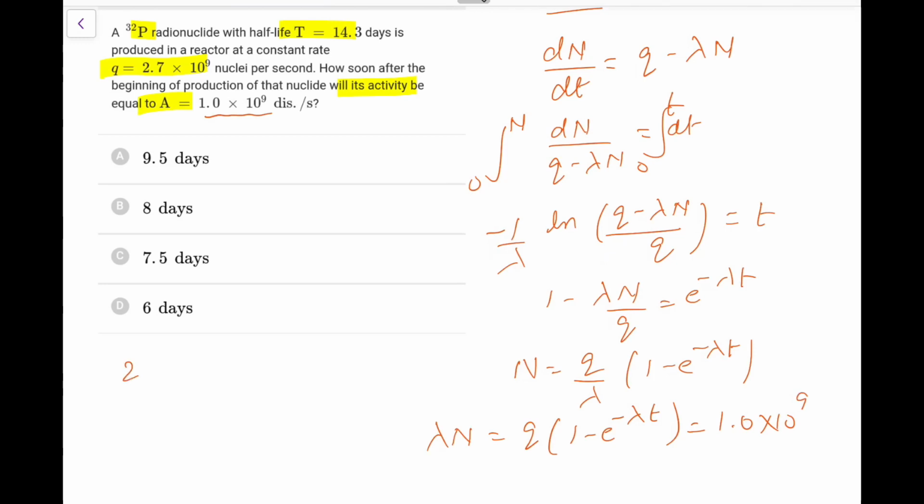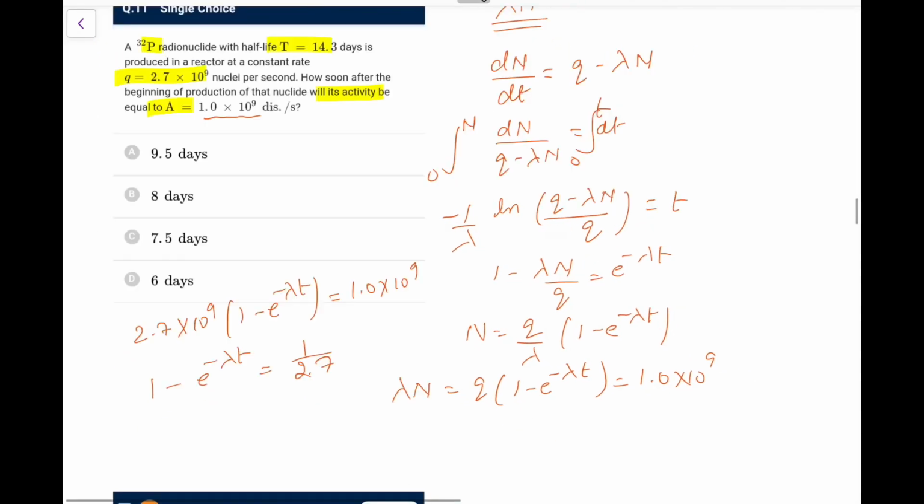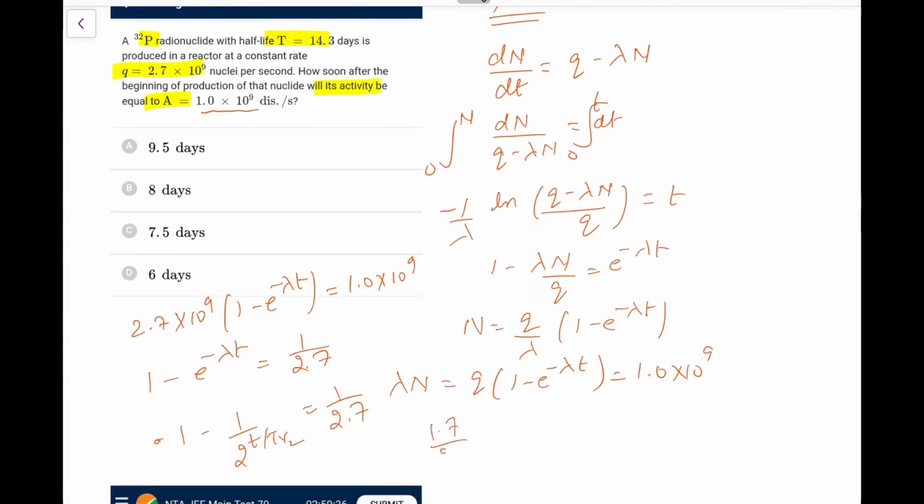So now solve it. What is q? 2.7 into 10 to the power 9 into 1 minus e to the power minus lambda t is 10 to the power 9. So e to the power minus lambda t, 1 minus this is 1 upon 2.7 that I am getting. So we can write e to the power minus lambda t, this you already know, can be written as 1 upon 2 to the power t by t half. You have done it many times, that is 1 upon 2.7. So what we are left with, this is 1.7 upon 2.7 would be equal to 1 upon 2 to the power t by t half. So 2 to the power t by t half comes out as 27 by 17.